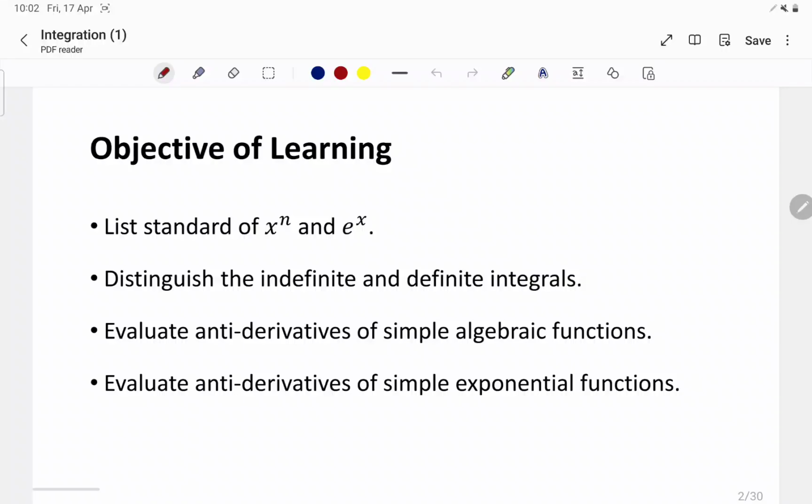So what you will learn in this video is to list the standard integrals of x to the power of n and e to the power of x, and you will differentiate the indefinite integral and the definite integral. Then you will learn how to evaluate the antiderivative of simple algebraic functions and also simple exponential functions, and you will go through another subtopic, which is area under the curve and area between two curves.